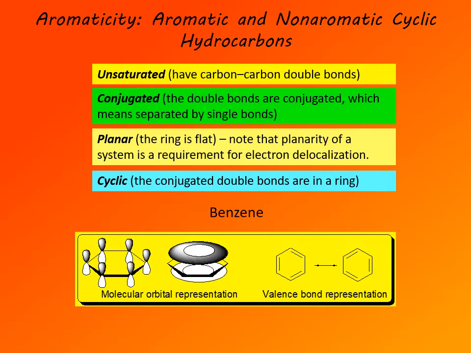So on the left, the molecule of benzene is shown as a molecular orbital representation. So 6 atomic p orbitals on carbon overlap to give the molecular pi orbitals of benzene, and one of the delocalized pi orbitals of benzene is shown here. Or on the right, we have the valence bond representation of electron delocalization in benzene, shown as 2 resonance structures of the benzene molecule.